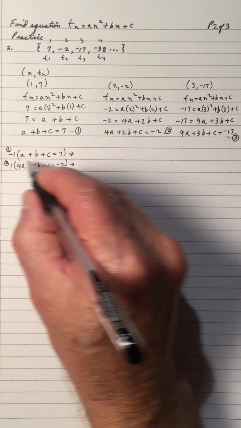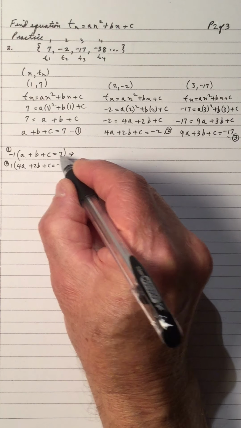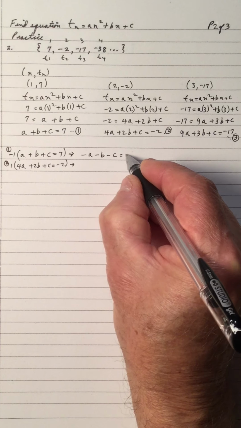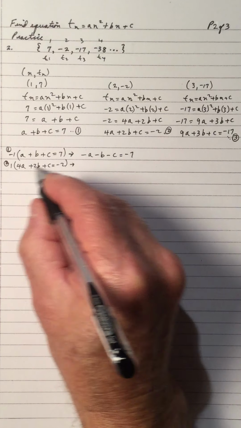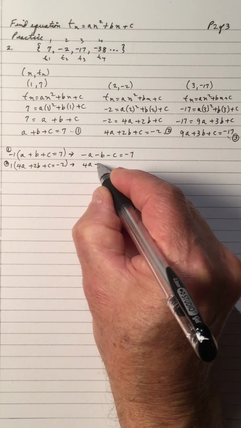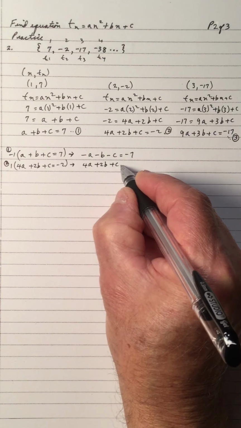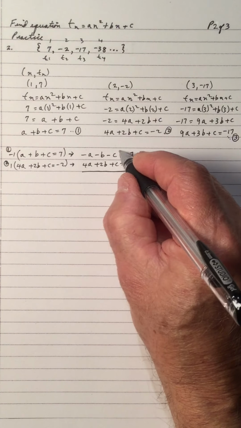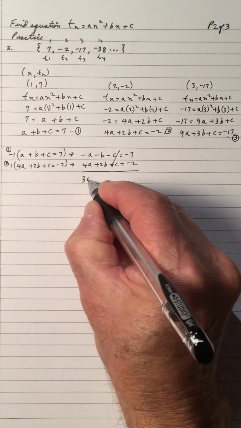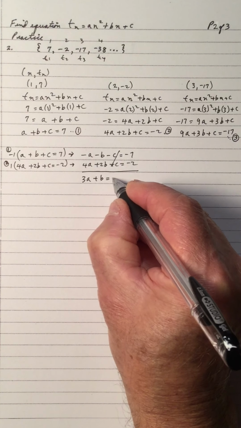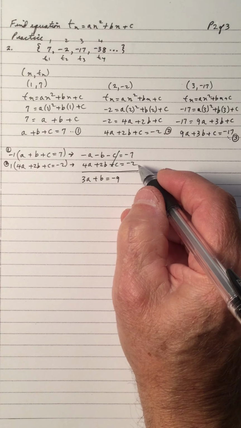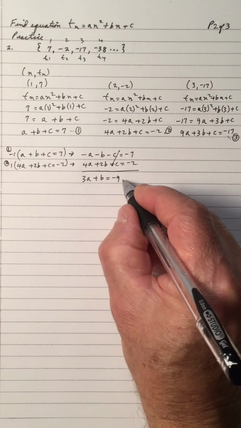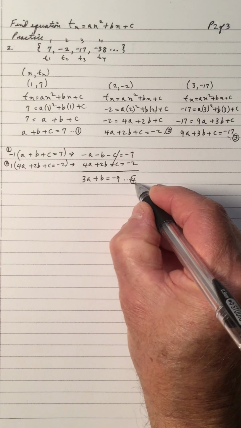So -1 times A, B, C, 7 gives you -A minus B minus C equals -7. And 1 doesn't change it, so it's 4A plus 2B plus C equals -2. When I add these up, the C's cancel out. I get 3A plus B equals -9. That's from equations 1 and 2, so I'm going to call this one number 4.